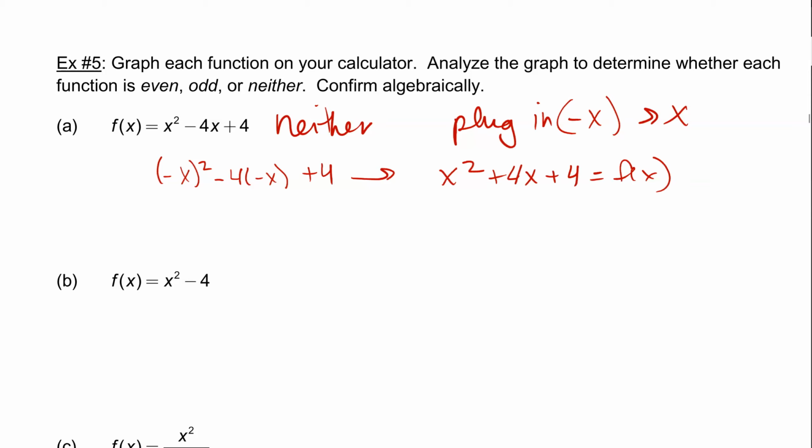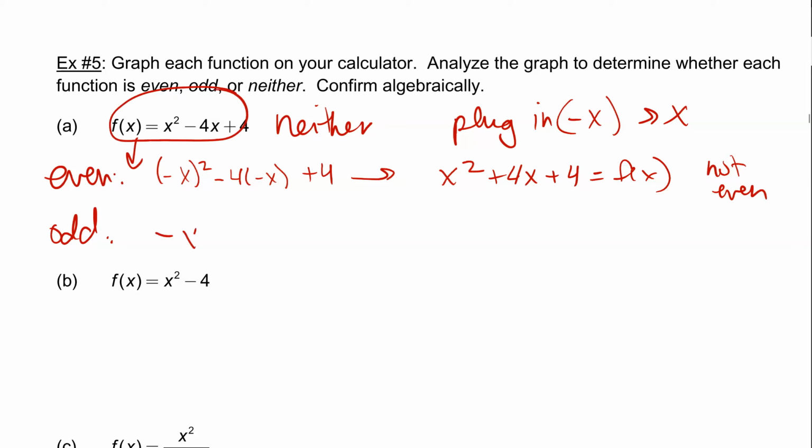Is this the same equation we started with? No. It's not the same equation we started with. If it was the same, that means it would be even. So if I get the same function by plugging in negative x, it would be even. This is not even, because this is not what I started with. Okay, let's see if it's odd. If it's odd, everything would have been the opposite sign. Is everything the opposite sign? No, so it's not odd. So I just proved it's not even or odd.